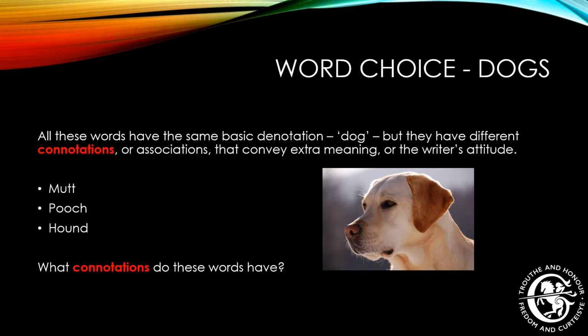Okay, so I'm going to go over some worked examples of words just to talk about the connotations, just so that you're clear what it is we're talking about. All the words I'm going to use here have the same basic denotation. They're all words you would use to describe a dog, but they have different connotations or associations. And what those extra connotations do is they convey either additional levels of meaning or the writer's attitude towards something. The three words we're going to look at are mutt, pooch and hound. All three of those words mean essentially the same thing. They mean a dog, but they all have very different connotations.